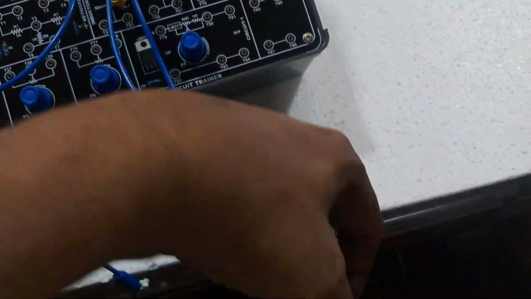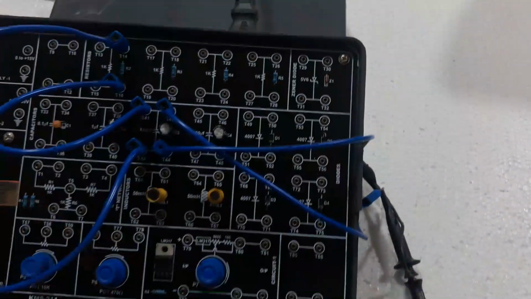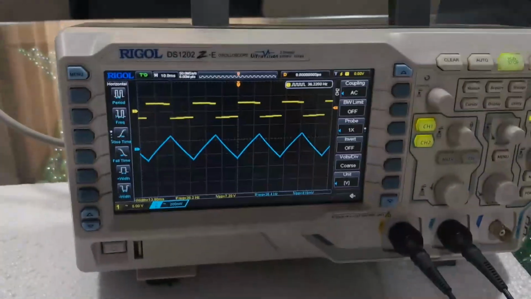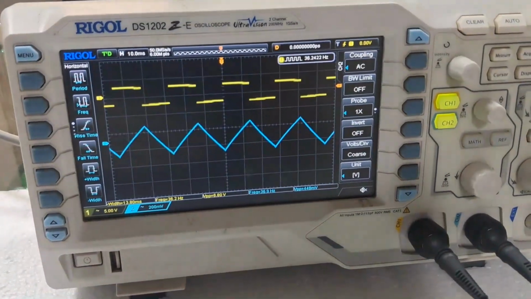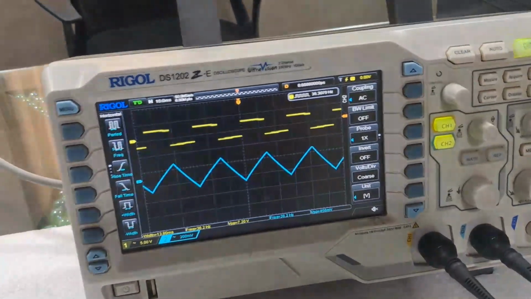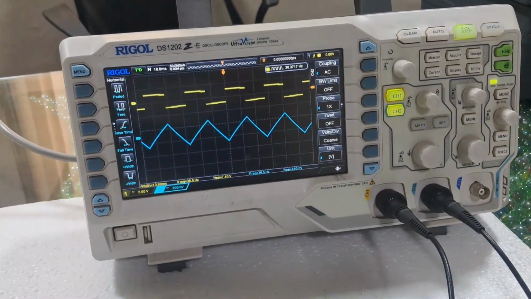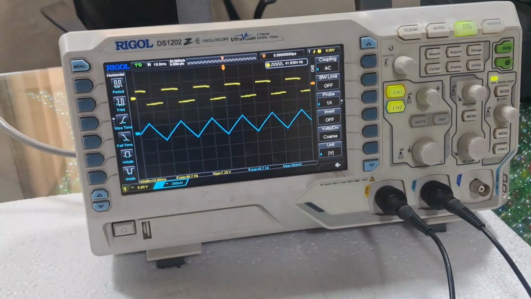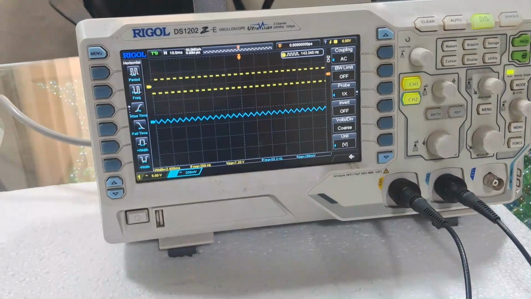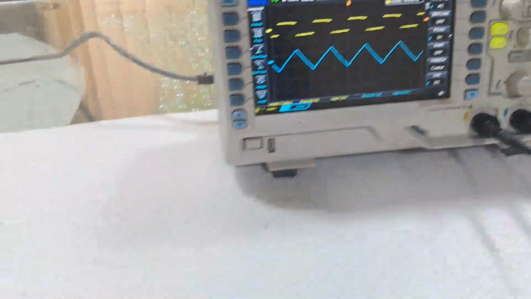So the second channel of the DSO is connected to this terminal and the first channel is connected to the input circuitry. Here you can observe on the oscilloscope, the square wave is our input and the triangular shape is our integrated output. If you change the frequency of the square wave, you can check the shape of the integrator output. So this is your integrator circuit over here.